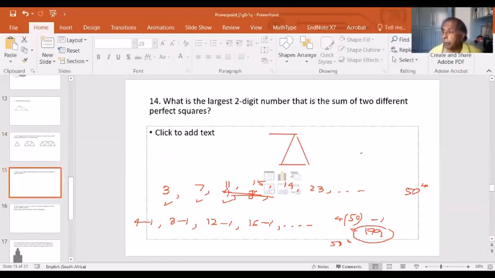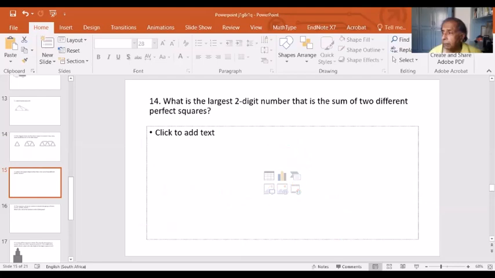Okay, now we go on to problem number 14. Problem number 14 says, what is the largest 2-digit number that is the sum of 2 different perfect squares? What is the largest 2-digit number that is the sum of 2 different perfect squares?